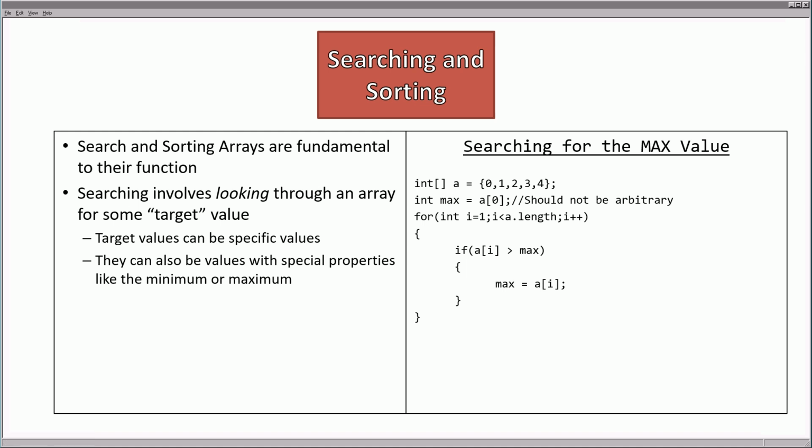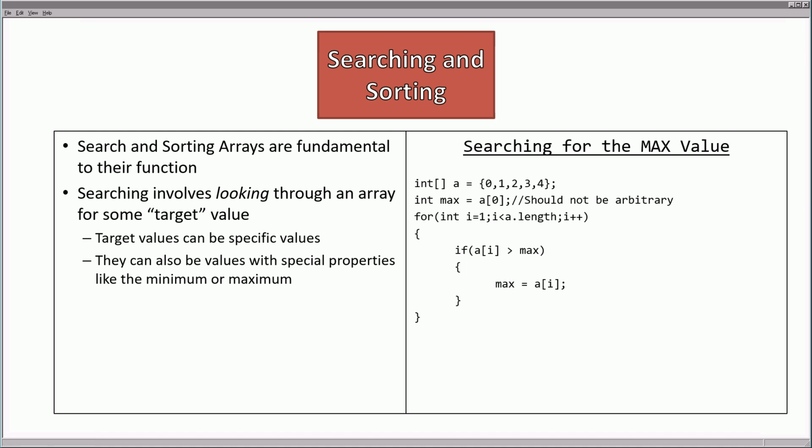Now from there, we use the best friend of an array, a for loop, that way we can process the information. Now in this case, processing means we're looking for the maximum value. So if the array at index I happens to be greater than the recorded maximum value, then we record a new maximum value.